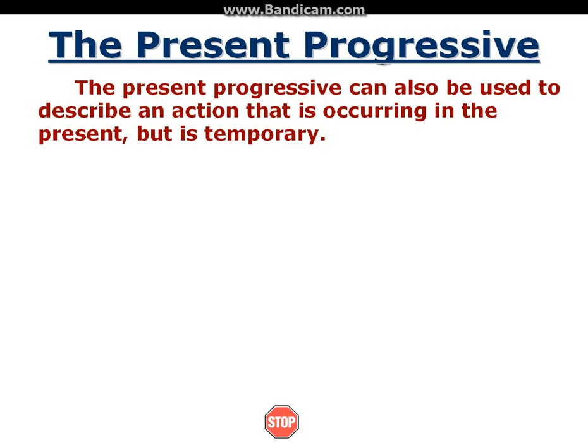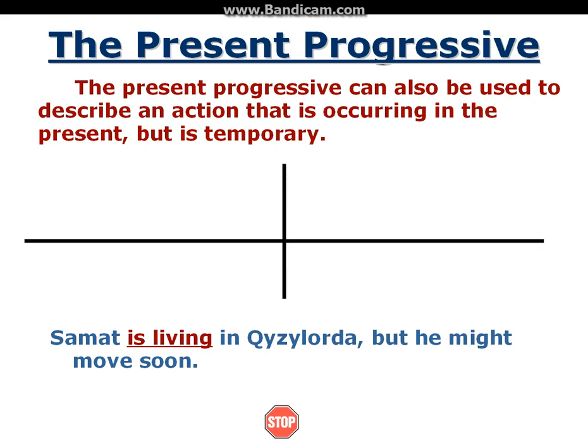The present progressive can also be used to describe an action that is occurring in the present but is temporary. For example, Samat is living in Kızılar'da, but he might move soon.